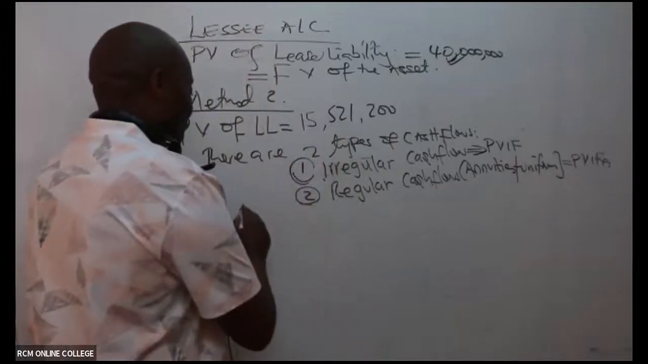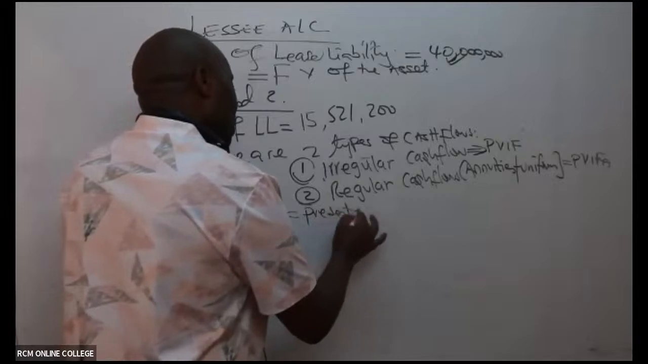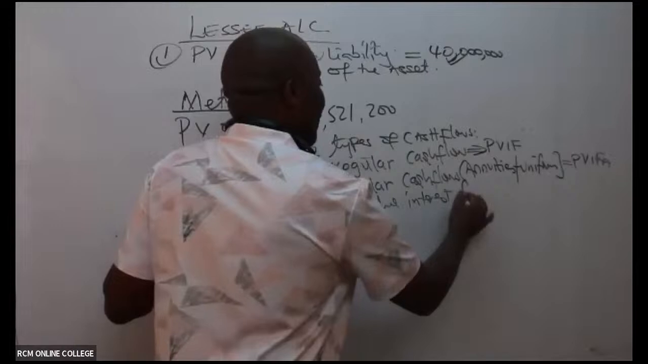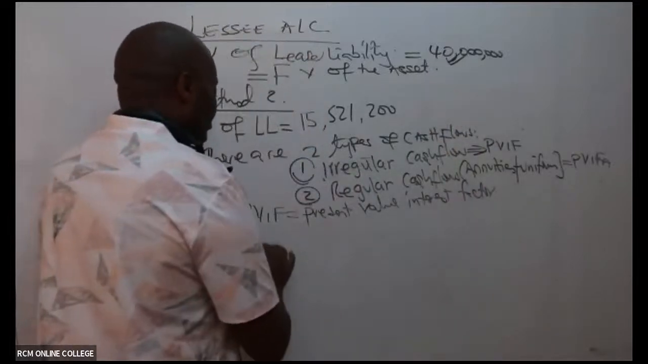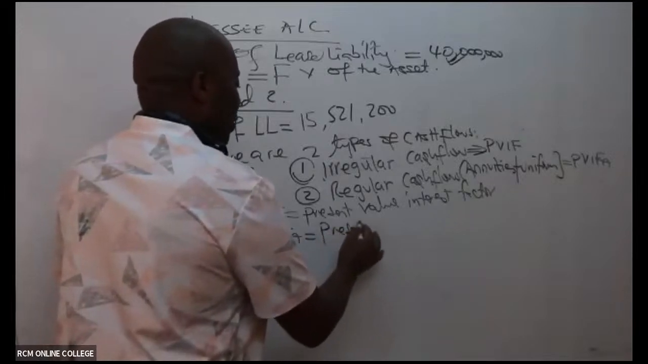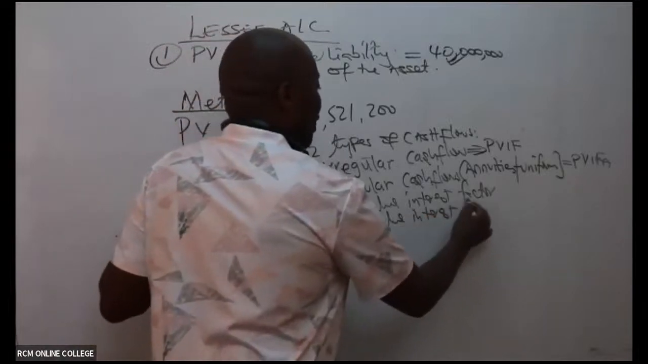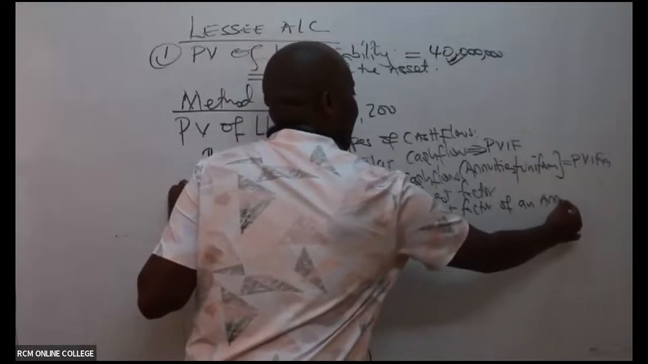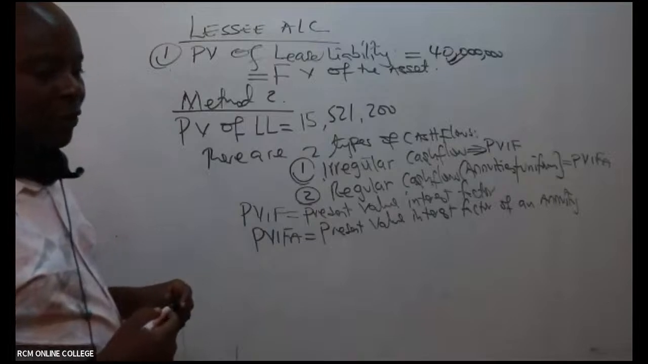PVIF stands for present value interest factor. And then we have PVFA, which stands for present value interest factor of an annuity.